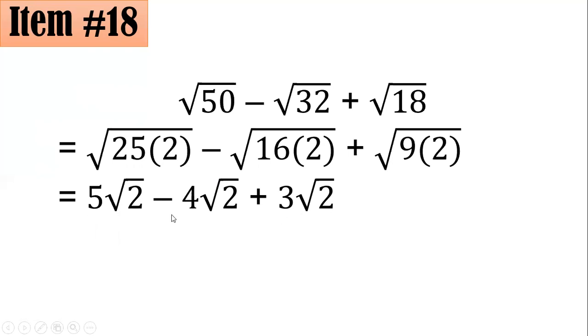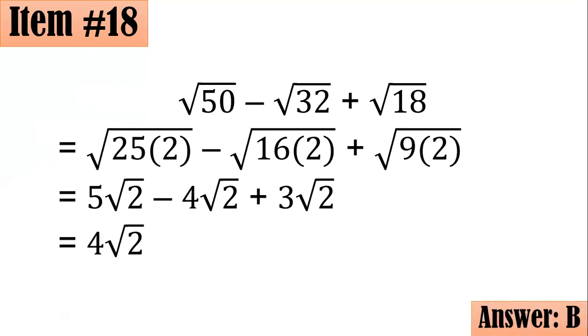And 5 minus 4, that's 1, plus 3, that's 4, and just copy the square root of 2. So the correct answer here is 4 square root of 2, letter B. All right. Number 19.